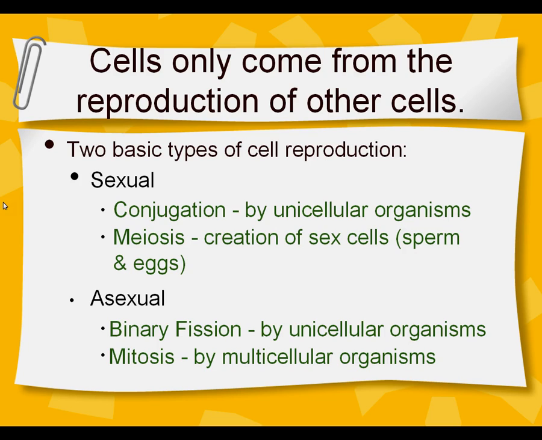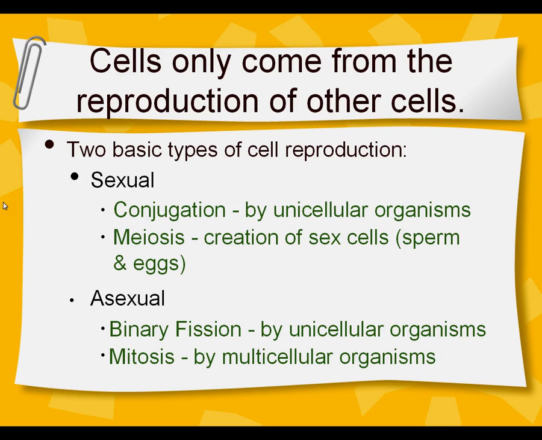Now, we've given sexual reproduction in bacteria and in animal cells and plant cells different names. Sorry, that was confusing. Bacteria, we have a different name for sexual reproduction than we have for the sexual reproduction of animal and plant cells. So, in bacteria, sexual reproduction is called conjugation.